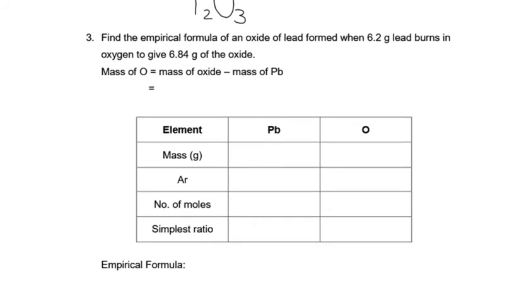Here's a slightly different one because we've been given the mass of lead, but we've then been given the mass of the oxide of lead at the end, so the mass of the lead and the oxygen together. So to find the mass of the oxygen, we're going to take the mass of the oxide and take away the mass of the lead to get the mass of the oxygen, and then we can carry on as normal. So have a go at this question.